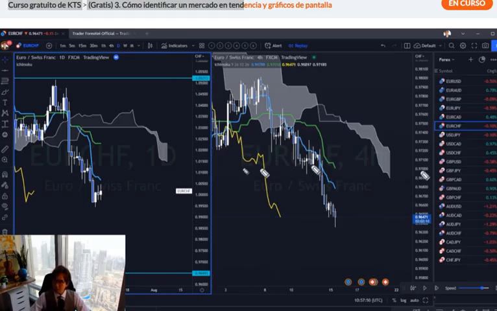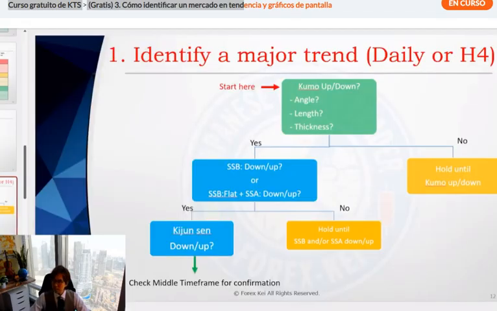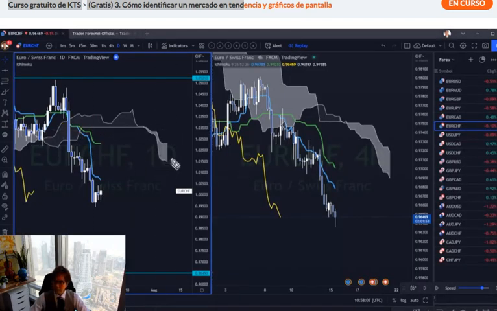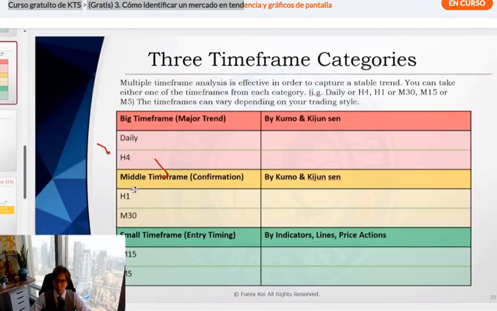So once you confirm either Senko span B down or A down, in this case, then what you're gonna do next is you check the Kijun Sen. But the Kijun Sen is down or flat. So again, in this case, Kumo Senko span A is down, it's nice, Kumo thickness good, but Kijun Sen is now flat. So we better wait for the Kijun Sen angle to go down to the 1 hour 30 to confirm downtrend.